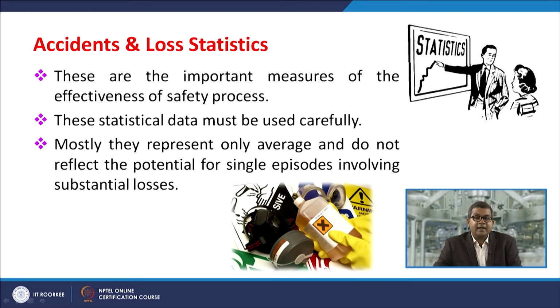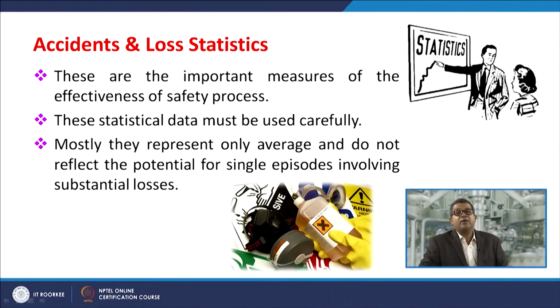I would like to give you an example. Suppose the fatality rate of a component is, say, X. That means if you are working for a stipulated time, you may have X fatalities. But it doesn't mean that every time you work for the stipulated hours, you will face a fatality. That's why they mostly represent only the average value. Maybe it is an outcome of n number of accidents.